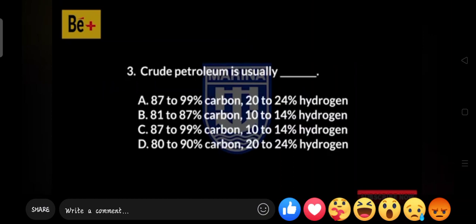Evaporator. Crude petroleum is usually A. 87 to 99% carbon, 20 to 24% hydrogen, B. 81 to 87% carbon, 10 to 14% hydrogen, C. 87 to 99% carbon, 10 to 14% hydrogen, D. 80 to 90% carbon, 20 to 24% hydrogen. The answer is B. 81 to 87% carbon, 10 to 14% hydrogen.